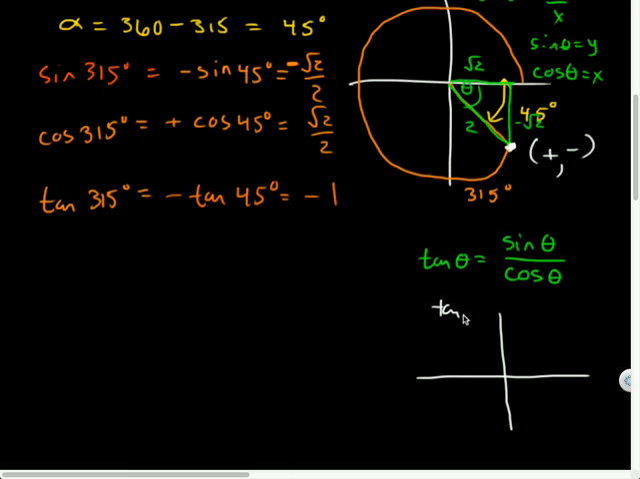So here's tan theta polarity. Tangent's positive here and here because both sine and cosine are positive here and both sine and cosine are negative here. And a negative divided by a negative is positive. And then tangent will be negative in these two quadrants because sine and cosine have different signs in those quadrants. And dividing two different signs will give me a negative outcome.